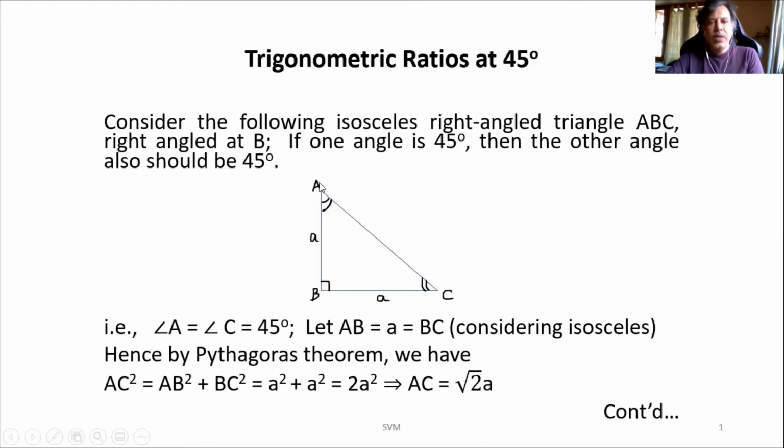Now we can find out the hypotenuse, which is AC. So we know hypotenuse square is adjacent square plus opposite square. That means AC square will be equal to AB square plus BC square. So that I wrote here, which is our Pythagoras theorem. AC square is equal to AB square plus BC square. That means it will become A square plus A square, which is nothing but 2A square. That means this side AC will be square root of 2 times A.